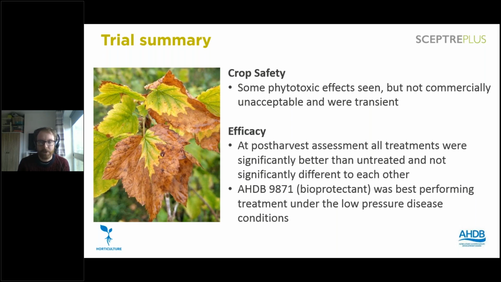I'm not saying chemistry is dead, but these products can be really useful if they're incorporated into a resistance management program. They could extend spray intervals or be tank mixed potentially to enhance the efficacy of other products. A lot of biological products are also more suitable for applying close to harvest if there aren't operator exposure concerns. So some of the biological products tested in this work could be really useful for blackcurrant.